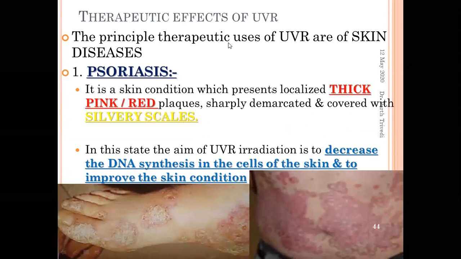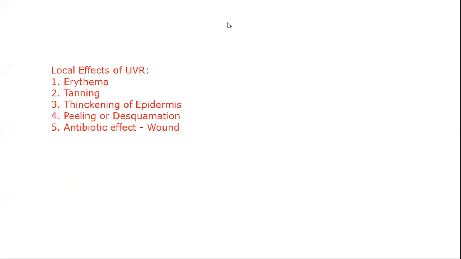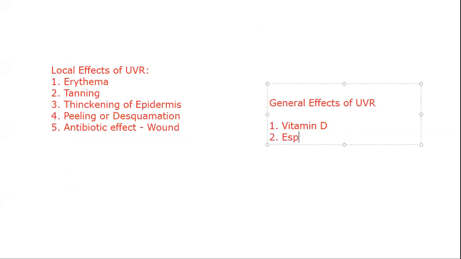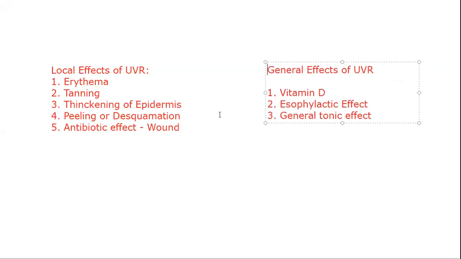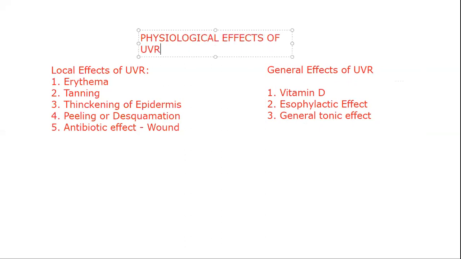Before we move on to the therapeutic effects, I will quickly revise the general effects of UVR. First one is vitamin D production. Second one is the prophylactic effect. Third one is your general tonic. So these are very important physiological effects. These are the physiological effects of UVR.